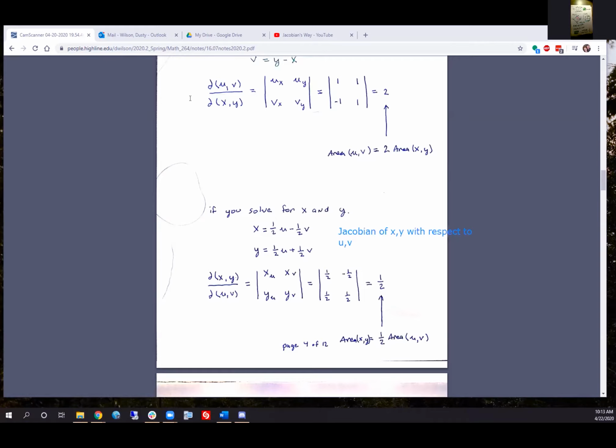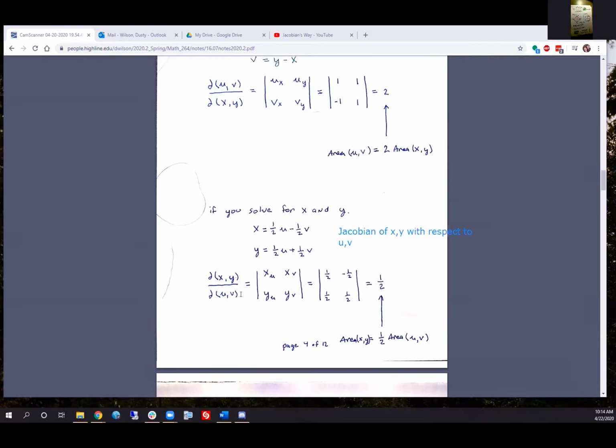So the Jacobian here is going to represent the scaling factor that we care about. Notice in the top case, we have the u's and v's in the numerator and the x's and y's in the denominator. Below, we have the x's and y's in the numerator, the u's and v's in the denominator. And so the scaling factors are going to be reciprocals of each other, as we discussed yesterday, because in one case, you're switching from uv to xy. In the other case, you're switching from xy to uv. Did that help? Yes, thank you. Very good.